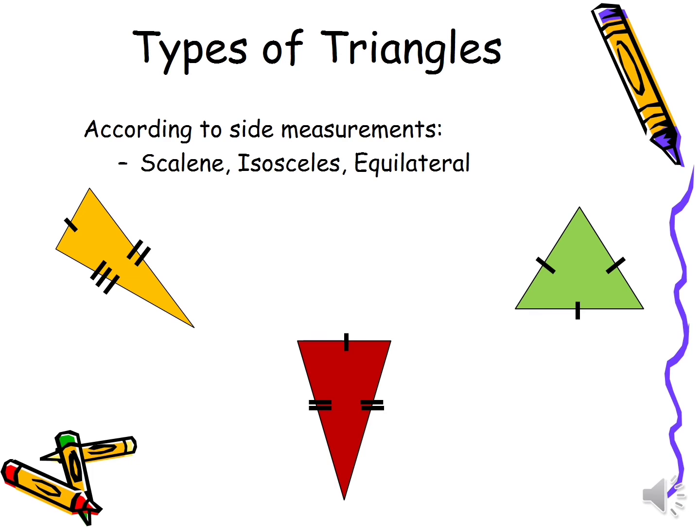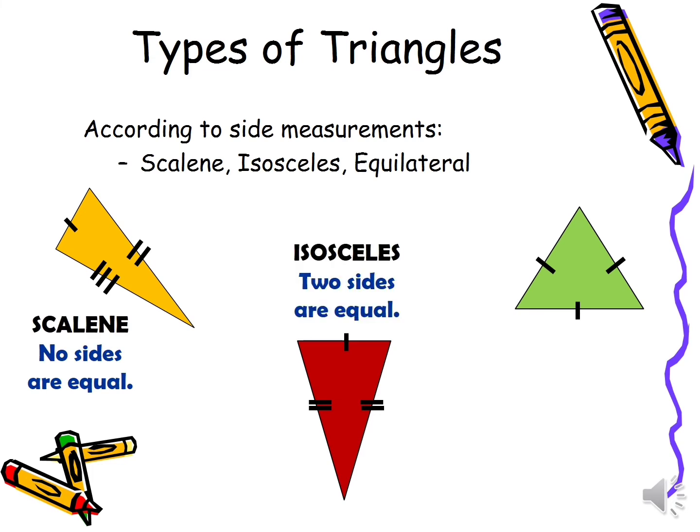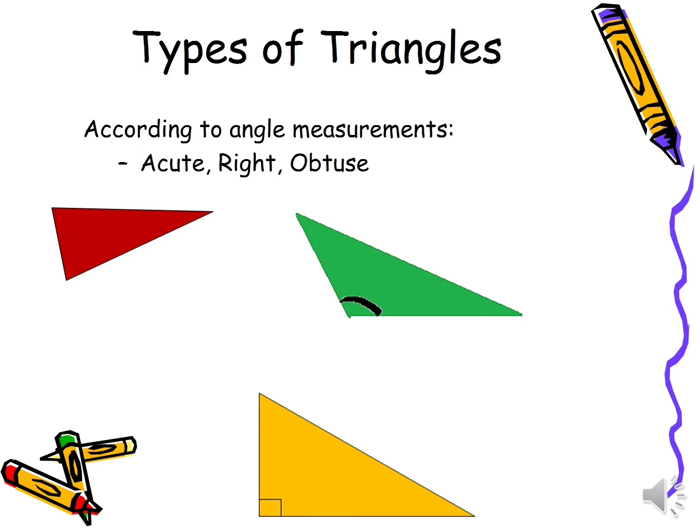For the scalene, no sides are equal. For the isosceles, 2 sides are equal. And for the equilateral, all sides are equal. Another classification of triangle is according to angle measurements. We can name them as acute, right, and obtuse triangle.